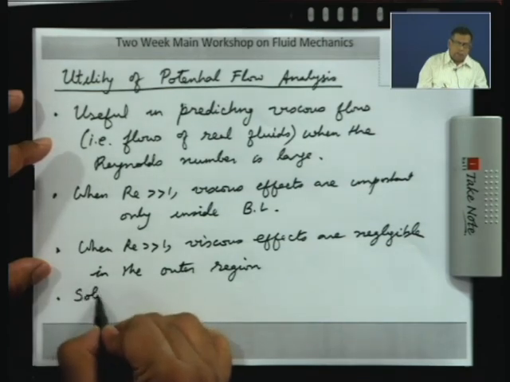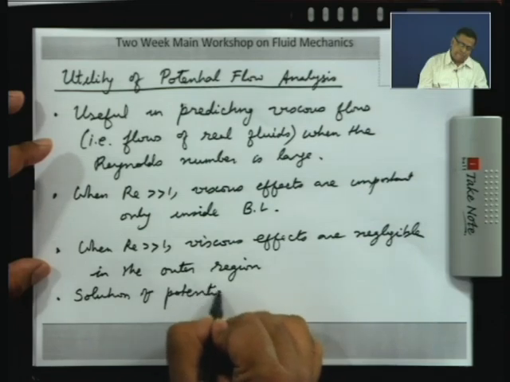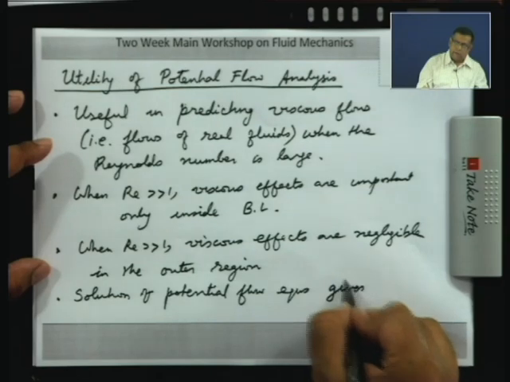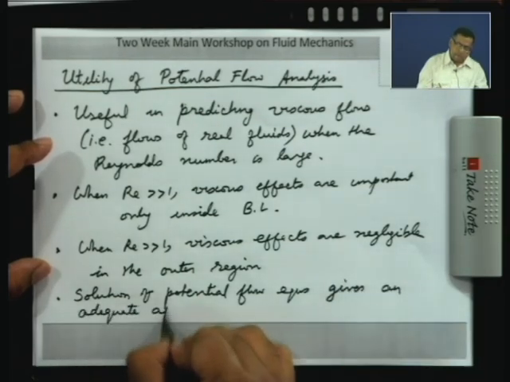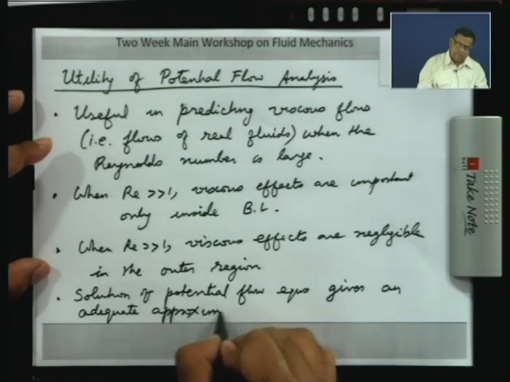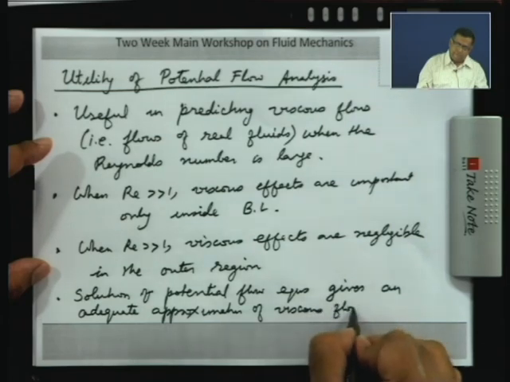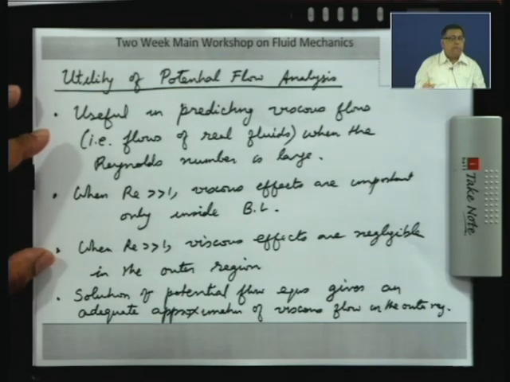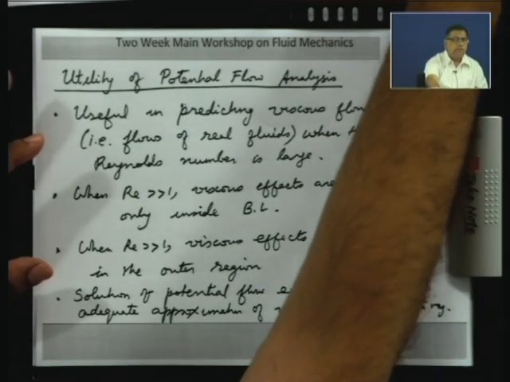So, solution of potential flow equations gives an adequate approximation of viscous flow in the outer region. The potential flow analysis cannot predict the flow inside the boundary layer, but the flow outside the boundary layer can be determined by solving the potential flow equation.